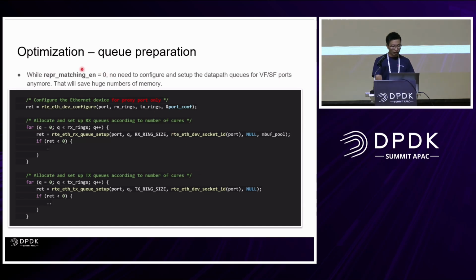Then what will this optimization bring? Let's see. In the queue preparation, before, with representor matching enabled, we needed to prepare the queues and allocate buffers for each representor port. But for now, since we disabled representor matching, all the packets will go to the proxy port. So in that case, we only need to set up the queues and allocate buffers for the proxy port only. So this will save a huge amount of memory.